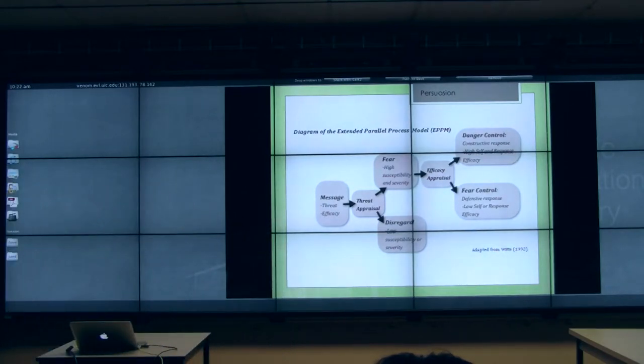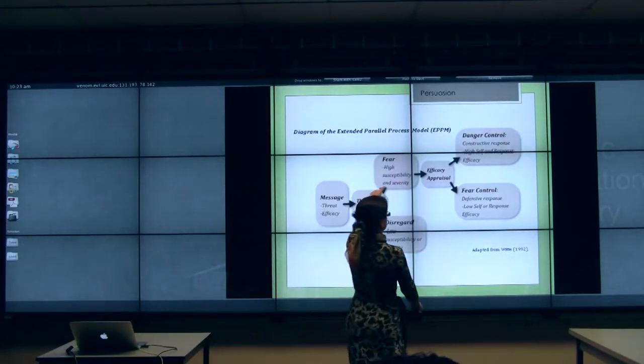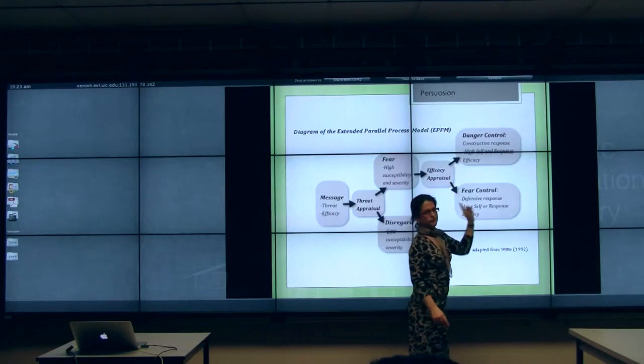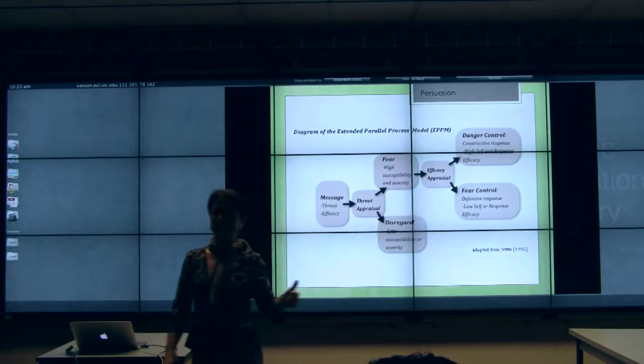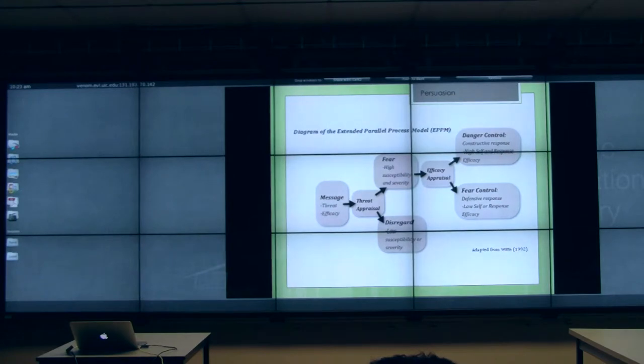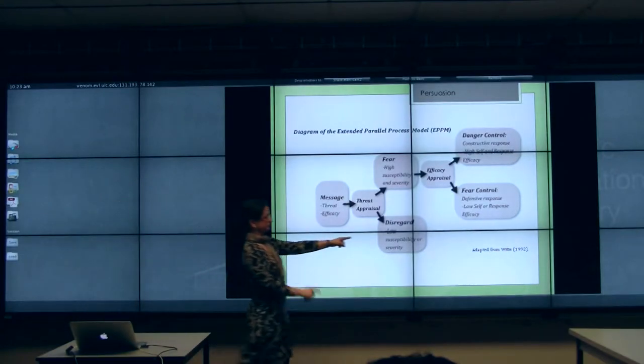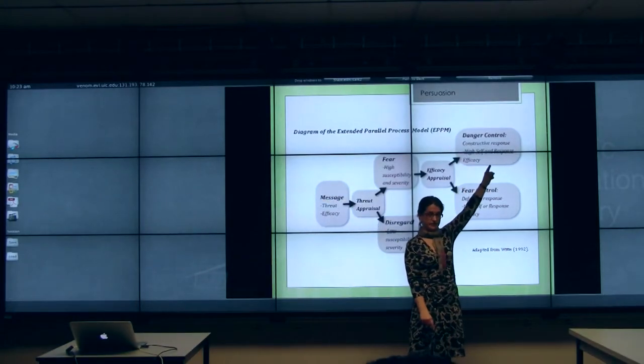Instead of trying to avert the threat, you are too busy with your fears. But if you have a cold head, a high level of efficacy, and say, no, I can beat this fear, and think about it, you go into danger control. Look at the words danger and fear. Danger is cognitive, fear is emotional. You kind of beat the fear and say, no, I'm going to take care of it. So three outcomes when it comes to fear and efficacy: no effects, boomerang, and desired effect.